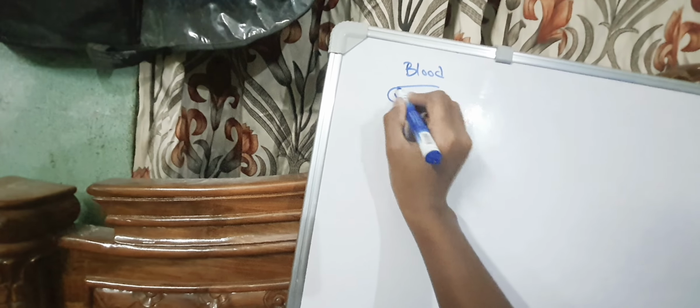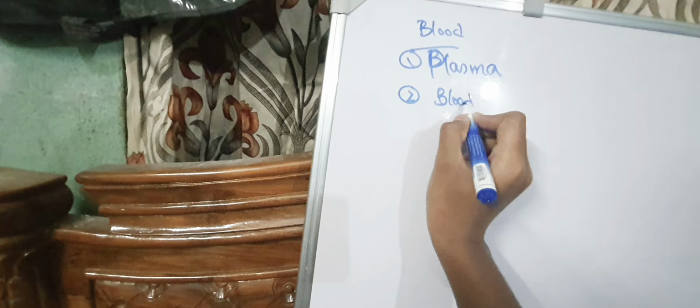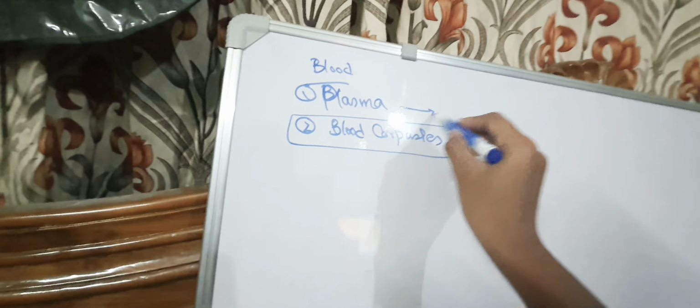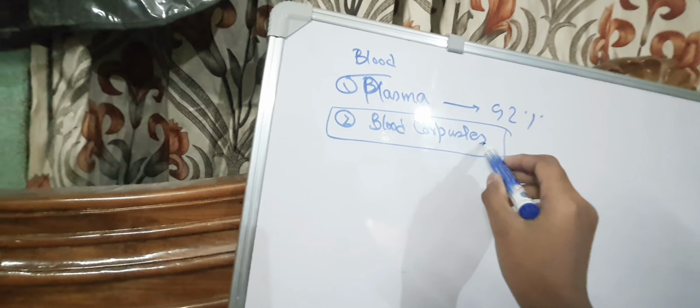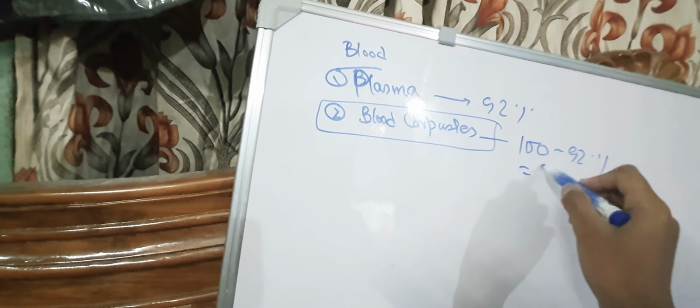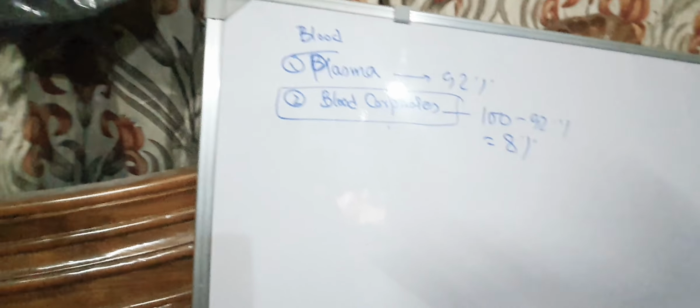So we have learned that blood contains plasma and blood corpuscles. We have learned all the blood corpuscles, their functions, how they work, and what the percentage is. So let me tell you now about plasma. Plasma is 92% of blood, and the rest is blood corpuscles. Means 100 minus 92%, it is actually 8% of the blood. Understood?